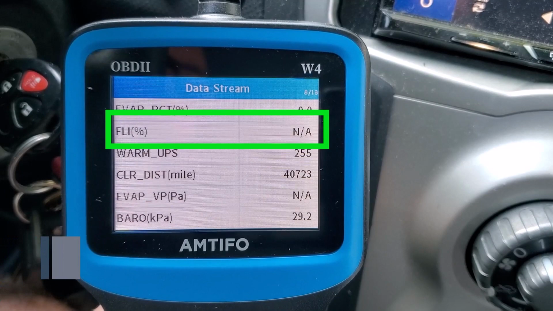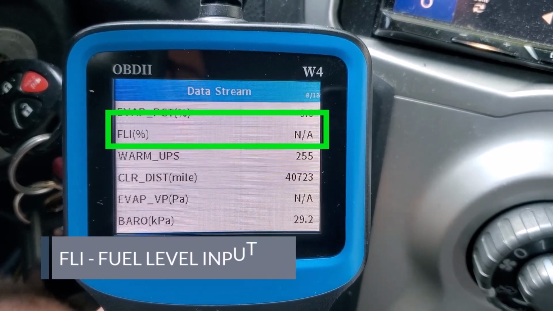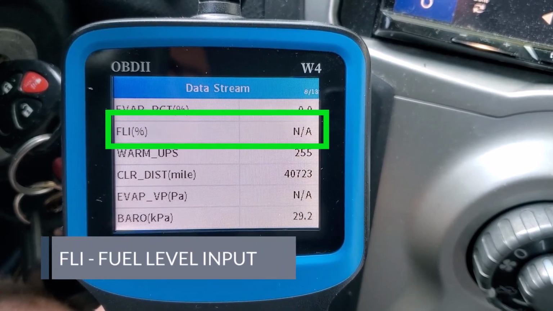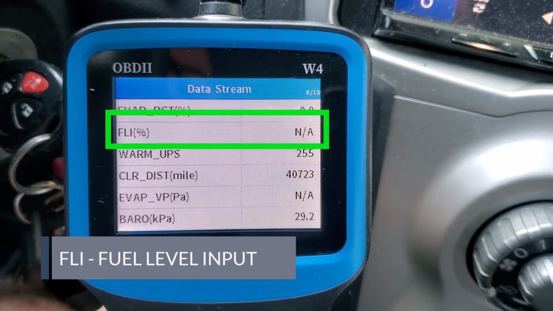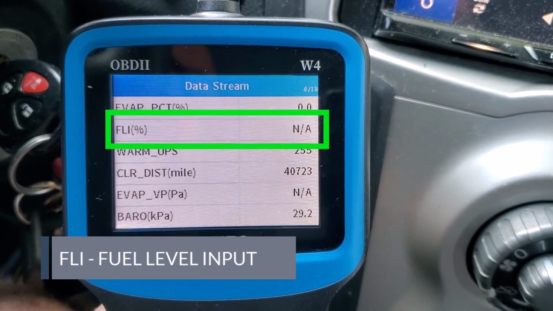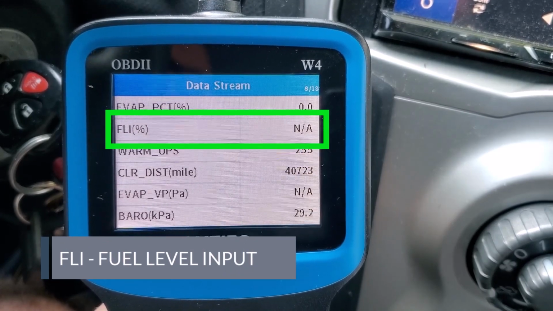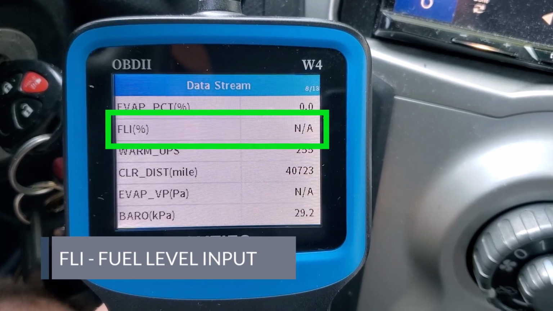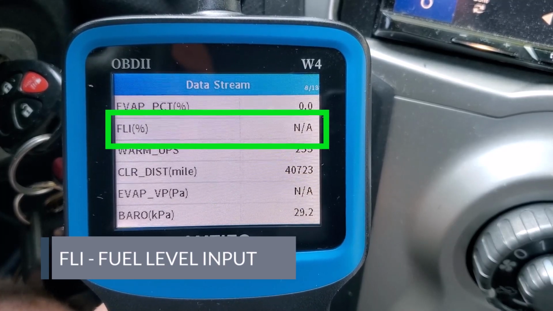Okay, up next we have FLI, and that is the fuel level input, and this is another one in percentage, and 0 would be no fuel, and 100% would be the max fuel. This sensor is not showing up in this car, as you can see, because of the NA.